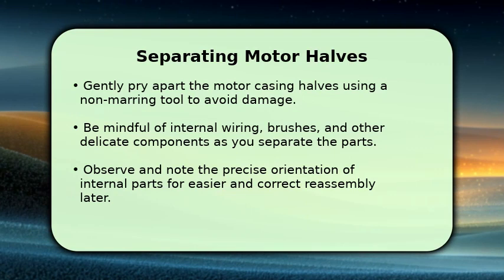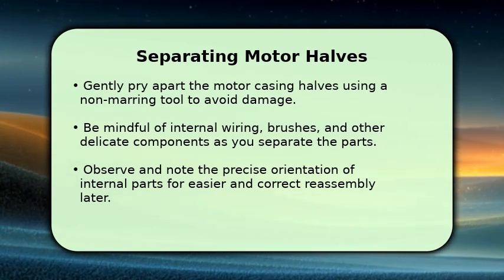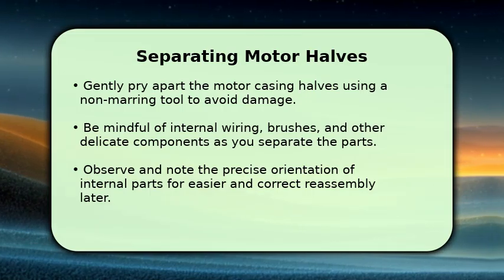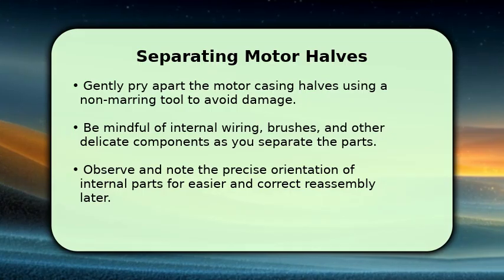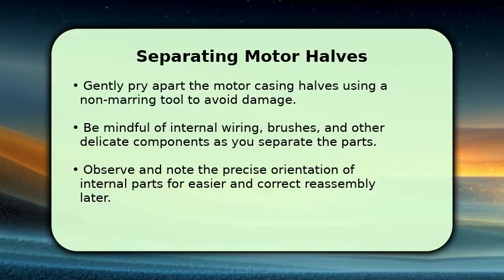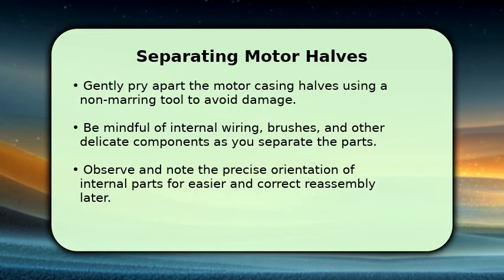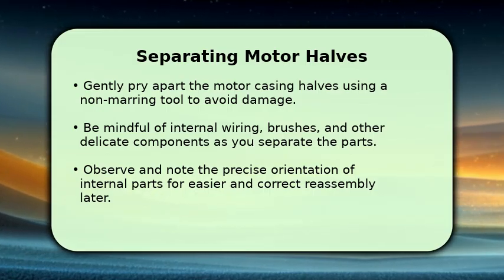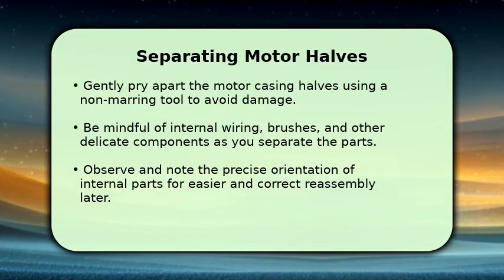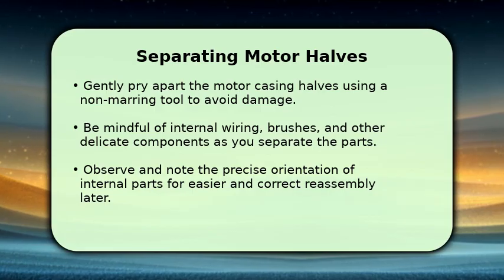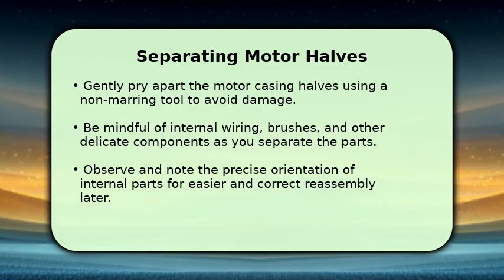With the external fasteners removed, it's time to separate the motor's main casing. Use a non-marring pry tool, like a plastic wedge, to gently work the two halves apart. Avoid using excessive force to prevent damage to the casing or internal components. As the halves separate, be very mindful of any internal wiring, brushes, or other delicate parts that might be connected. Take a moment to observe and mentally note, or even photograph, the precise orientation of everything for smooth reassembly.